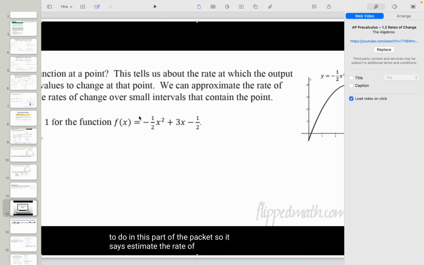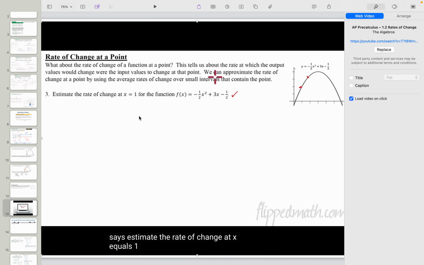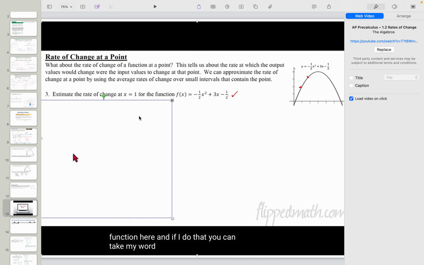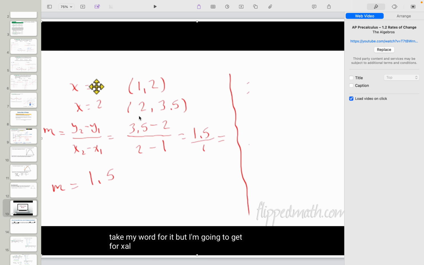It says estimate the rate of change at x equals 1. To do that, I'm going to pick two points that are very close together. How about x equals 1 and x equals 2? I'll plug both of those into our function. You can take my word for it, but for x equals 1, I get the point (1, 2), and for x equals 2, I get (2, 3.5).